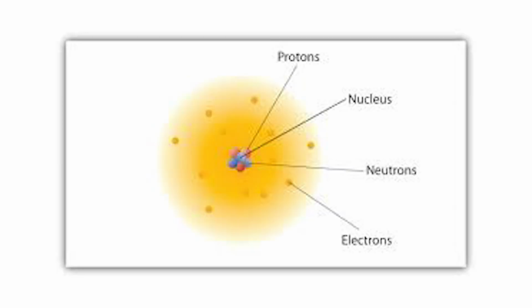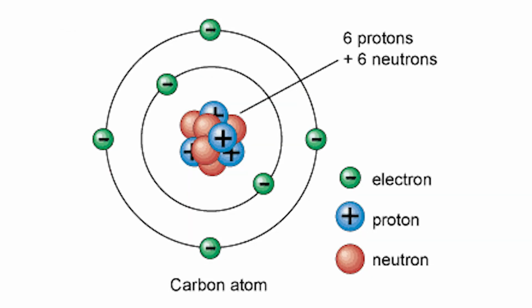This unexpected result led to the discovery that atoms have a small, dense nucleus at their center. It completely changed the earlier model of the atom and became the foundation for modern atomic theory.